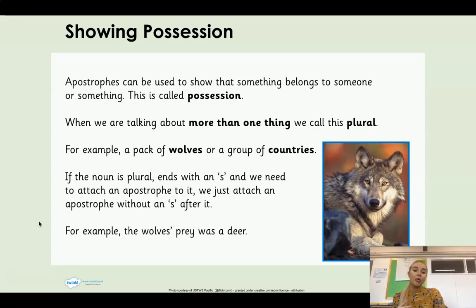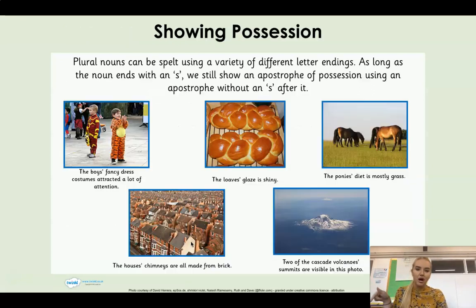And when we're thinking about more than one thing, this is called plural, like we learned yesterday. So if we had a pack of wolves or a group of countries, this is more than one thing. So we know that we need to end this noun with an apostrophe after the S. For example, the wolves' prey was a deer. Wolves, there is more than one, there is not just one wolf, but because there is more than one and they own the prey, they have possession over the prey, then we need to add the possessive apostrophe after.